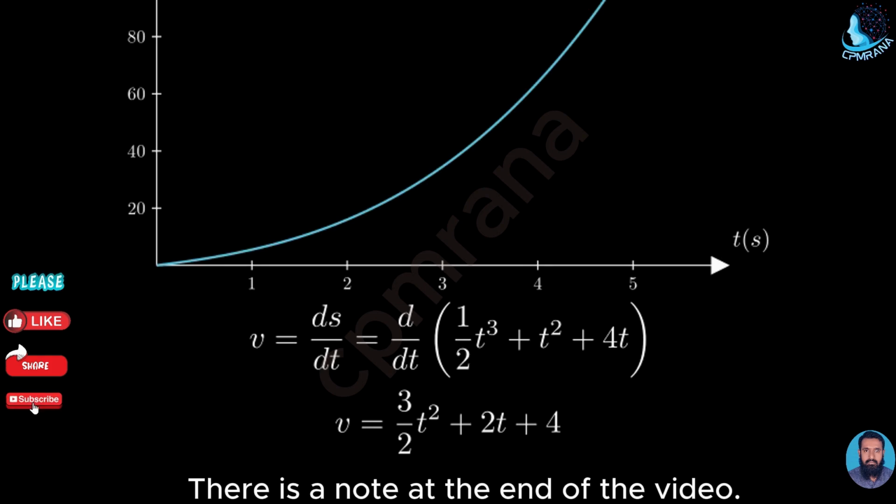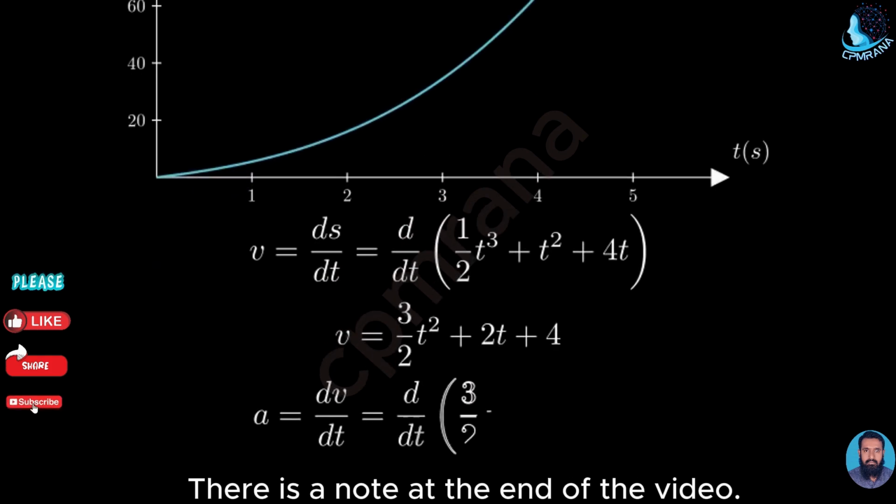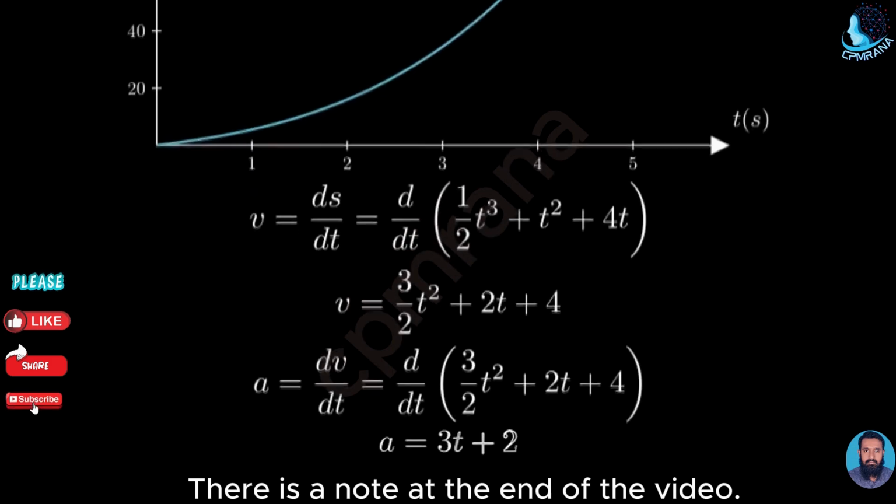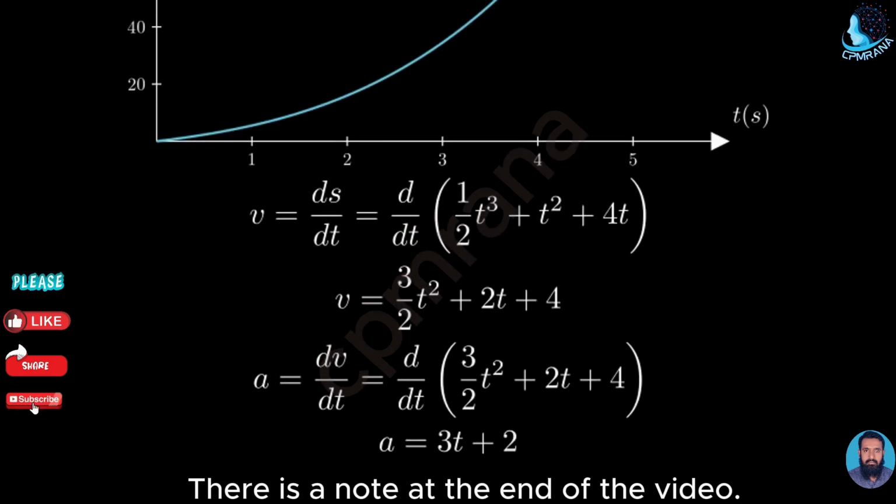For acceleration, we take the derivative of velocity with respect to time. Again, using the power rule, the derivative of 3/2 t squared is 3t, the derivative of 2t is 2, and the derivative of 4 is 0.